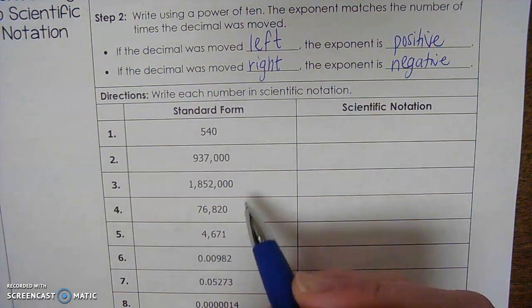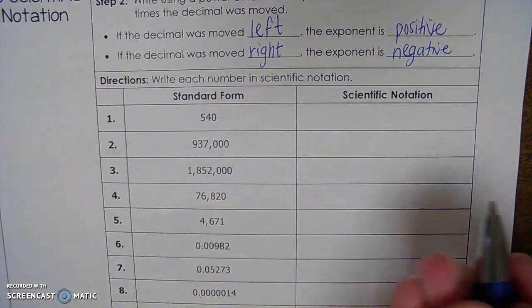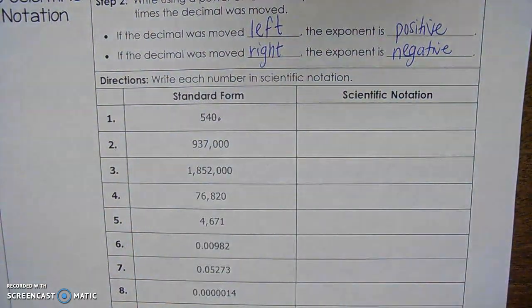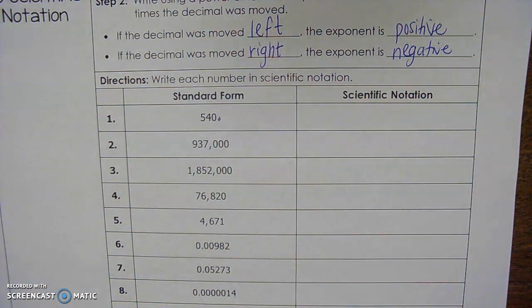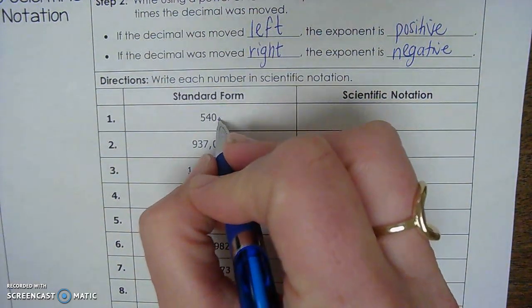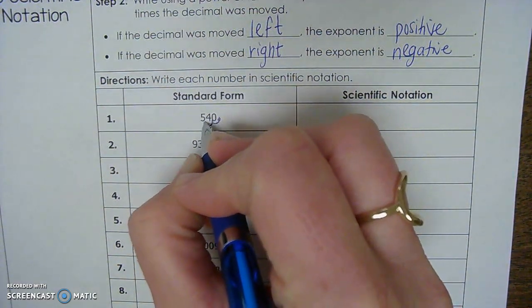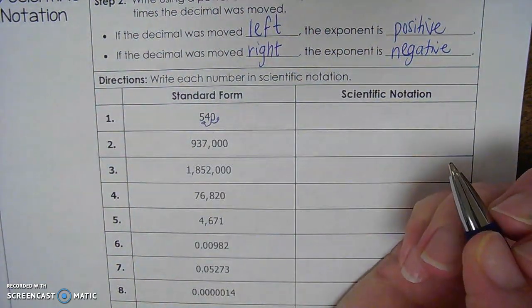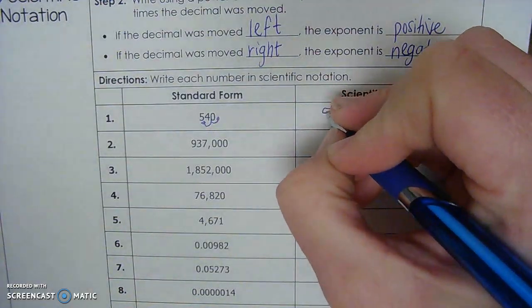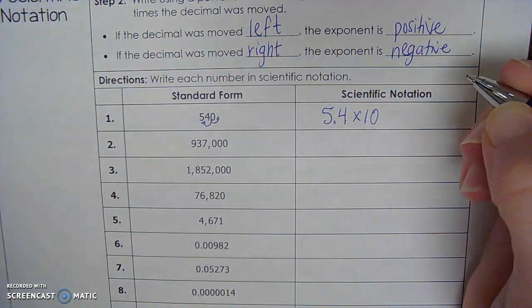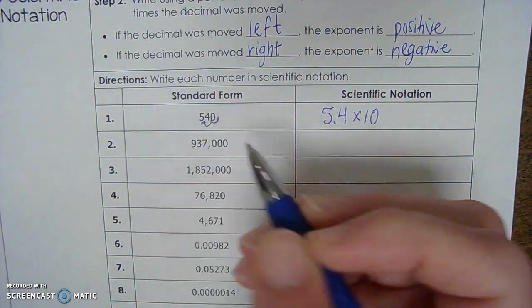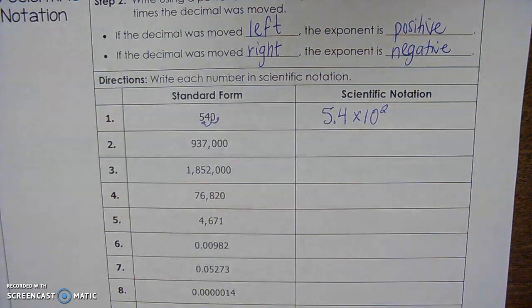When you have very large numbers, you don't usually have a decimal, so you have to know to put the decimal in the back. We could add zeros if we really wanted to, but we don't need to. So we start with the decimal there and we move it left twice to get it between the 5 and the 4. So this is 5.4 times 10. We moved it left twice, so positive 2.